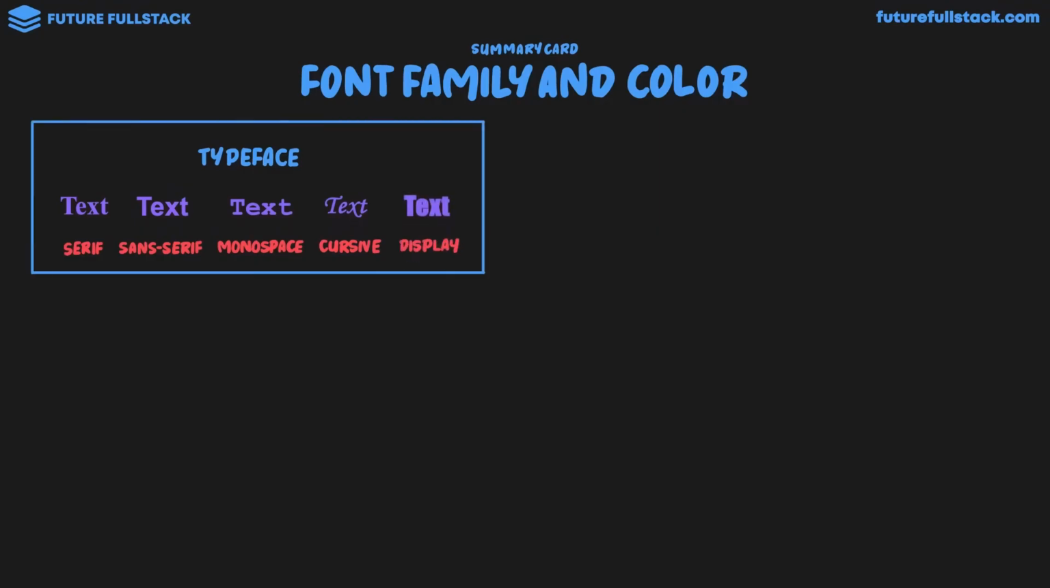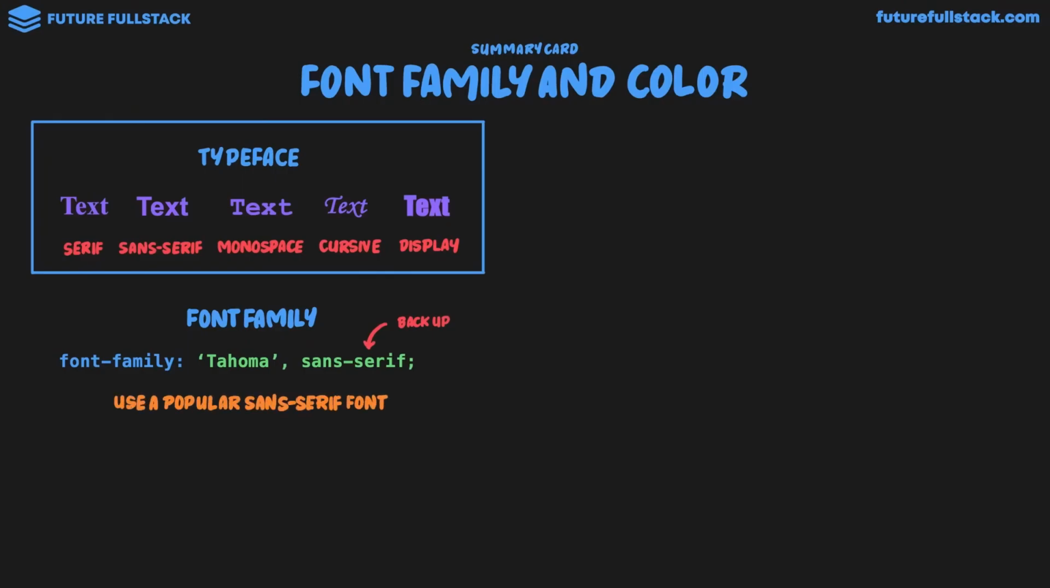We then looked at the CSS font family property, which looked like this. Font-family with a comma-separated list of fonts where descending values were backups. And we always ended with a font family group, like sans serif, which was the final backup. The font guidance we looked at was use a popular sans serif font.